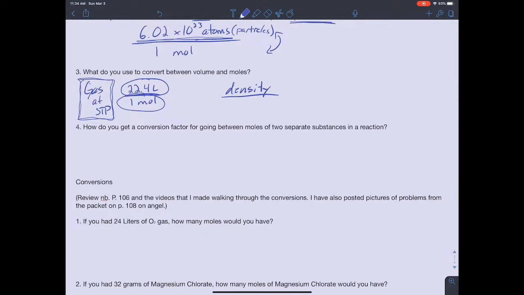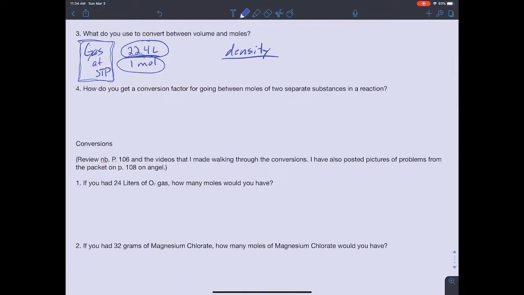Okay, and then how do you get a conversion factor for going between moles of 2 separate substances in a reaction? So this caused a lot of confusion for you guys. But if you have a reaction, so let's do old faithful here, the formation of water.